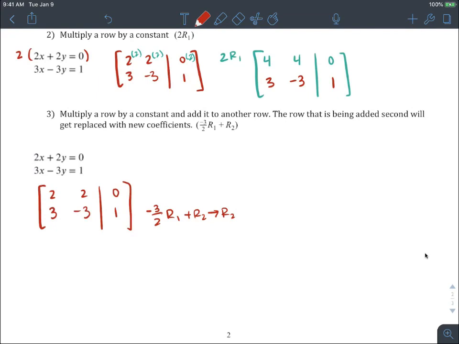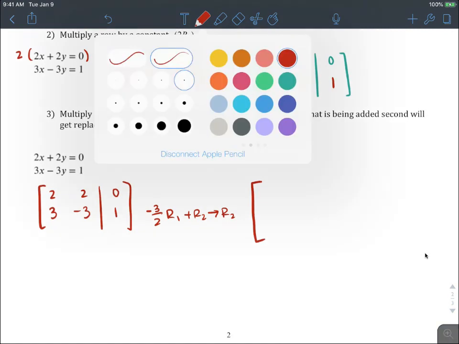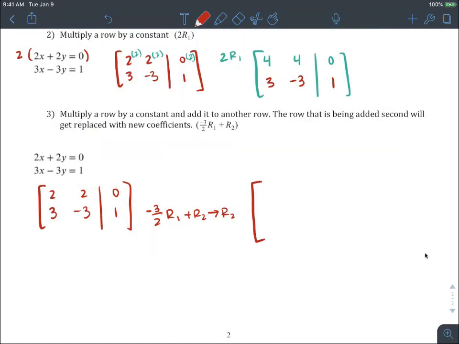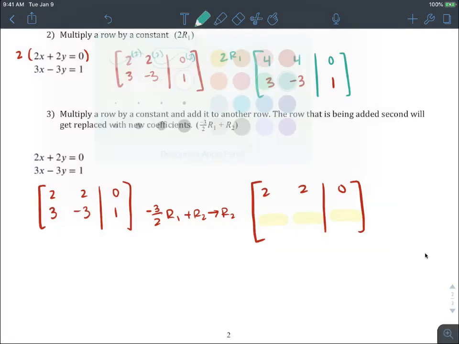Okay. So here we go. I know that row 1 is going to stay the same. So I'm going to do 2, 2, 0. And the only thing that's going to change are these 3 entries down here. So I need to do a little bit of work here. So I need to multiply row 1. So I'm just going to do this on the side. 2 times -3/2. That would cancel, giving me -3.